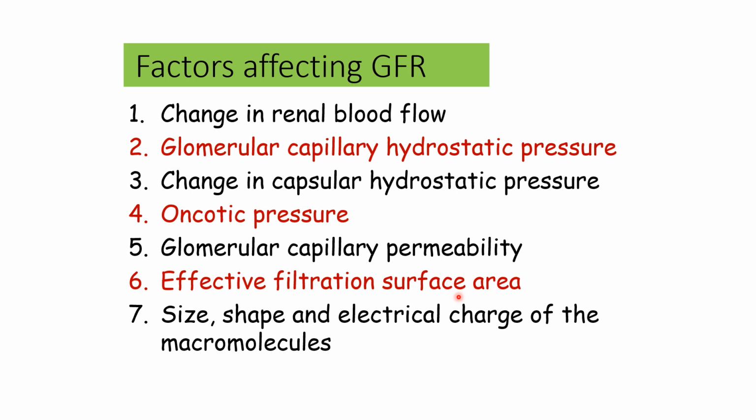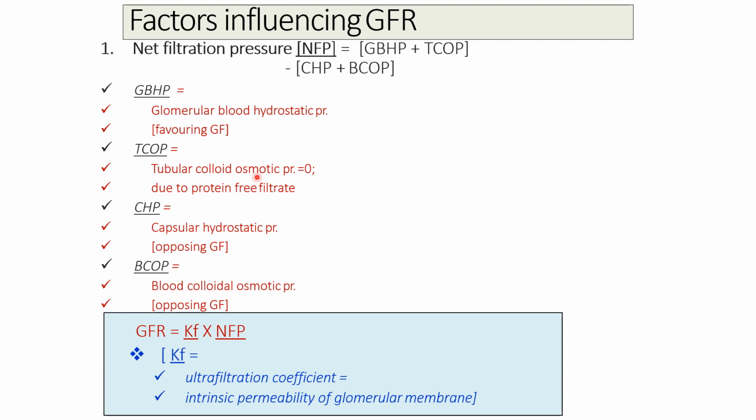So the surface area means the entire glomerular filtration barrier that is present. So if some part is damaged, it is not able to filtrate in that part. So that effective surface area of the filtration membrane will also affect the GFR, and also the size, shape, and electrical charge of macromolecules. Now we will see some of the main factors influencing GFR. The first main important factor is net filtration pressure.